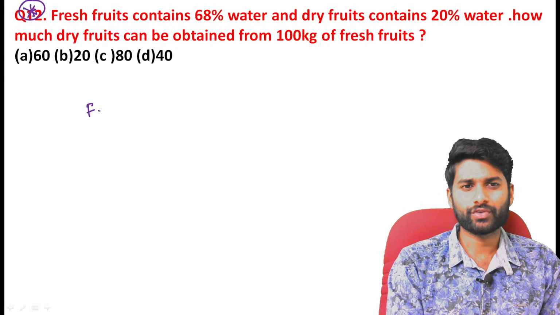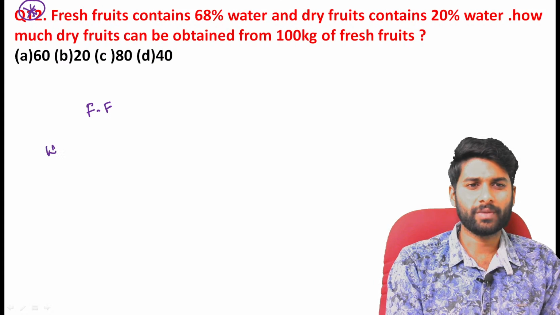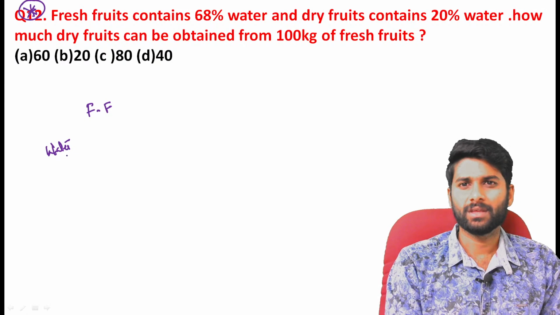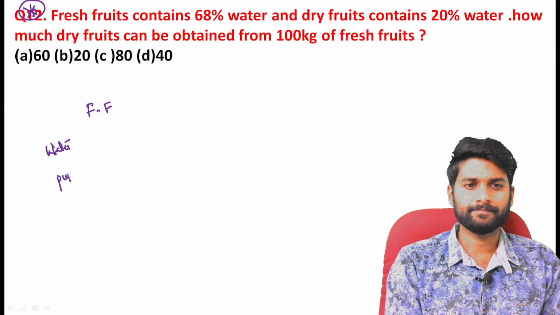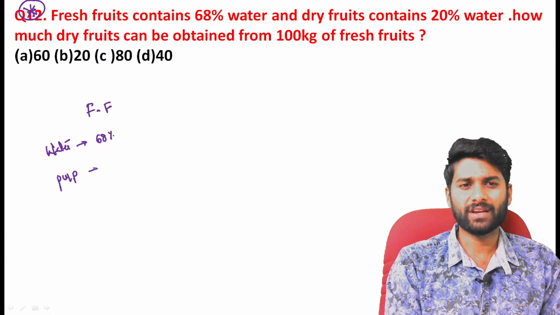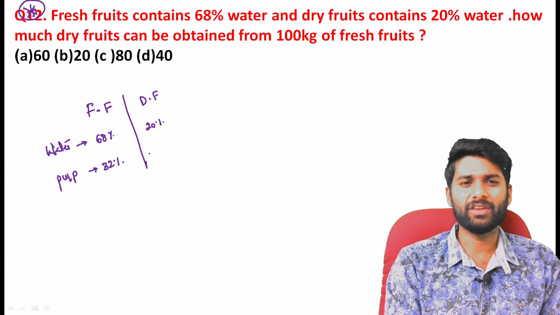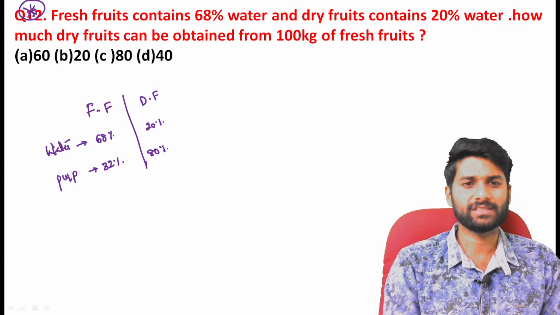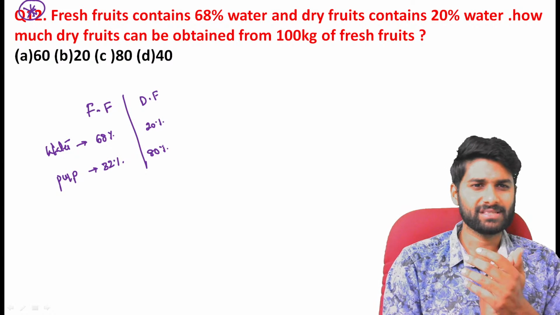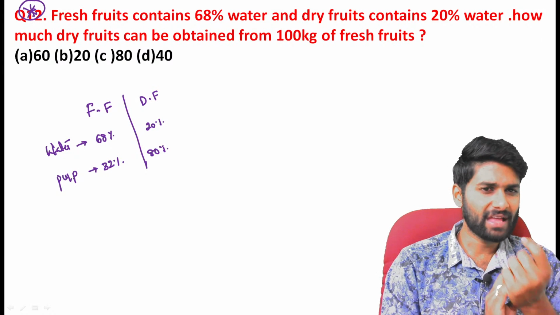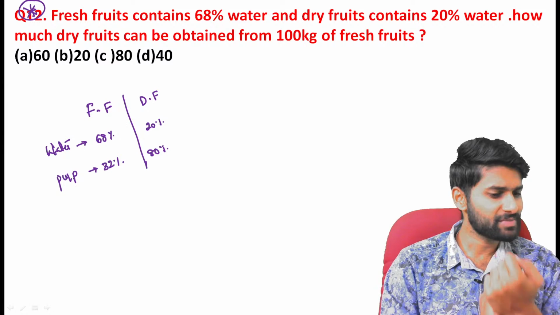Now see, fresh fruit is a combination of water and pulp. Fresh fruit contains 68% of water. Definitely the remaining percent represents the pulp. And dry fruit contains 20% of water. Definitely the pulp value is exactly equal to 80%. Now remember guys, here the water percentage value changes, but the pulp value is always constant.